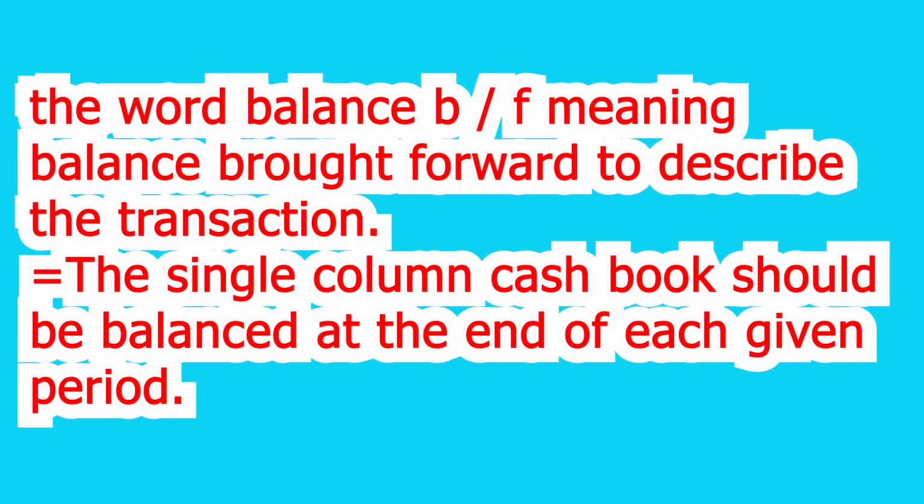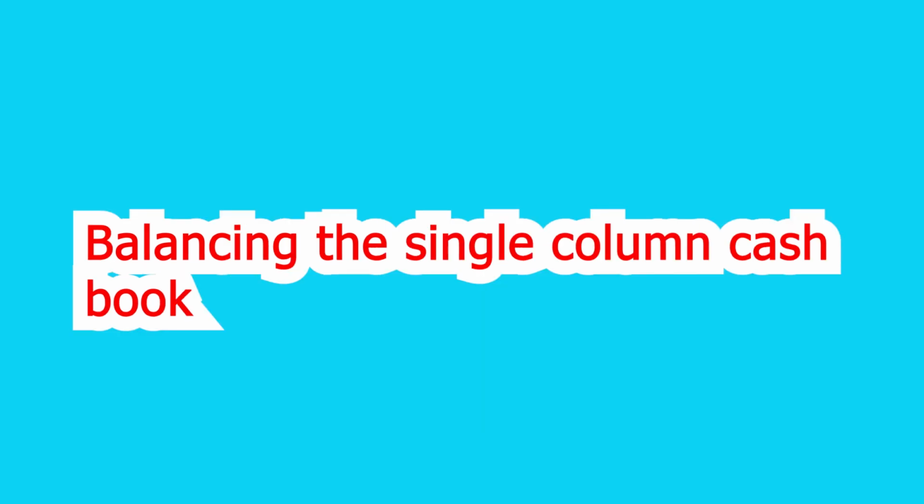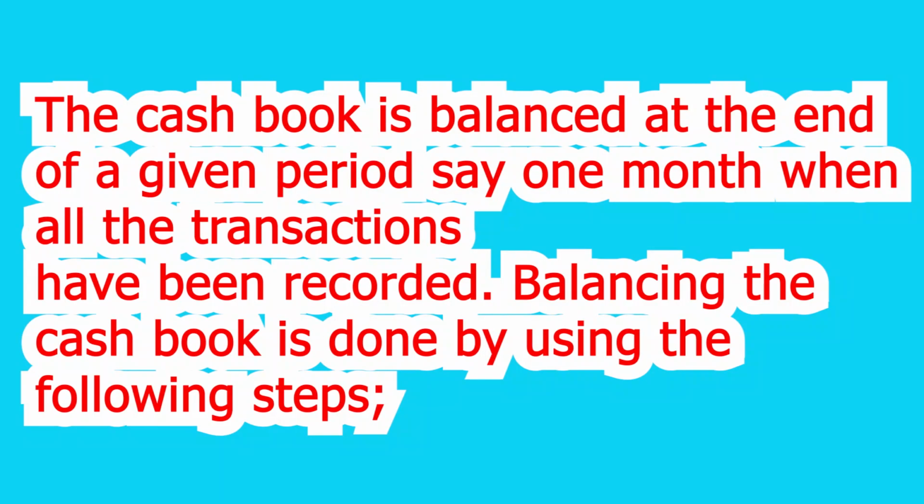Then we also have that the single column cash book should be balanced at the end of each given period. Let us now look at how you can balance a single column cash book. The cash book is balanced at the end of a given period, say 1 month, when all the transactions have been recorded. So let us look at the following steps.